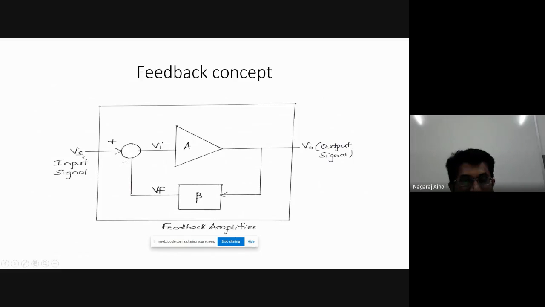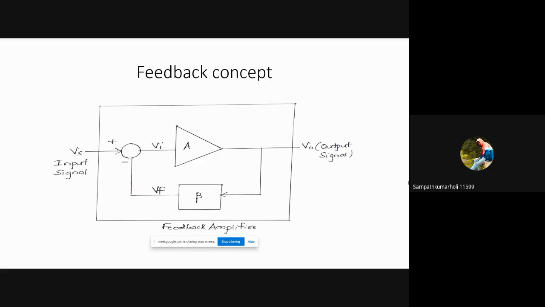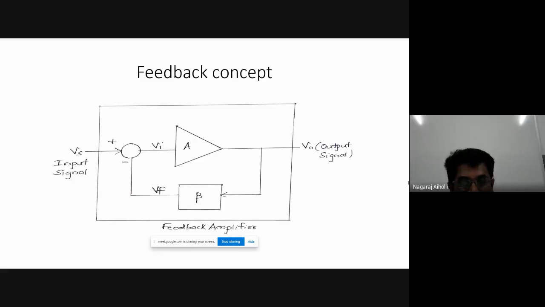This is beta. So here vs plus vf is vi, or vs minus vf. It is negative feedback. It will be vs minus vf is equal to vi. Or vs is equal to vi plus vf, or xs is equal to xi plus xf. Are you getting the point here? Are you following, students? Yes, sir.